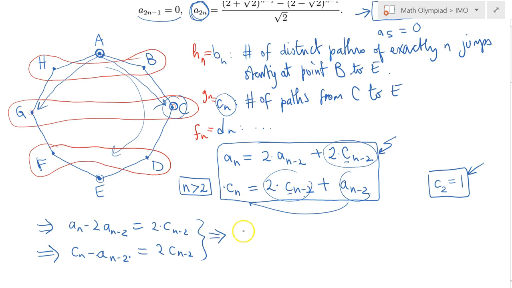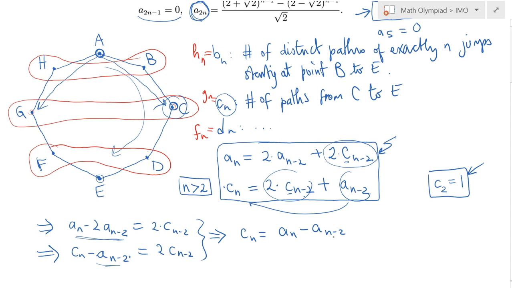express everything in terms of c sub n. So c sub n would simply be equal to, we still have this guy on the other side, and then we send that one to the other side as well. That will go as a sub n minus 2. There's already minus 2 a sub n minus 2. So therefore, the final outcome is a sub n minus a sub n minus 2.